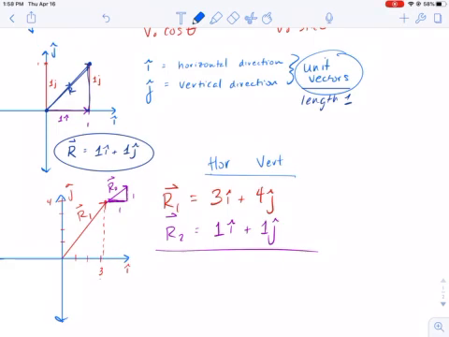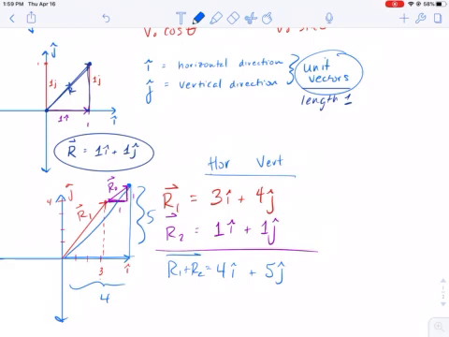So 3I plus 1I would be 4I, and 4J plus 1J is 5J. And that would be the vector sum. And indeed, if I look at this, I know that this is not really to scale, is it? But this would be 4 in the horizontal, and this would be 5 in the vertical to get to that resultant point.